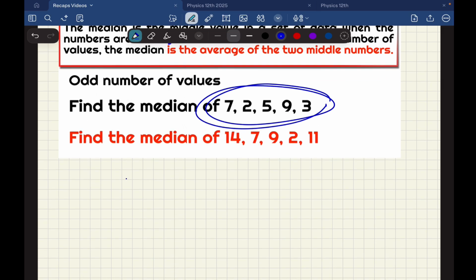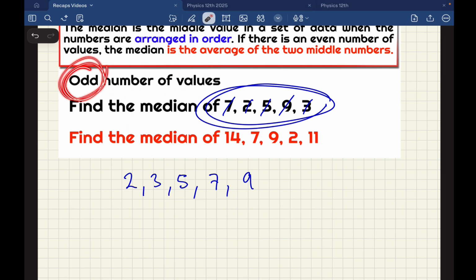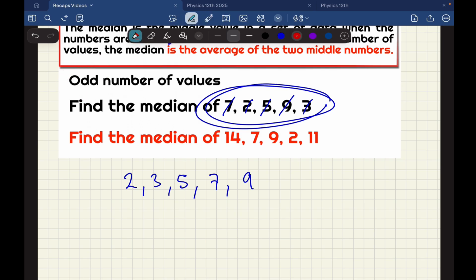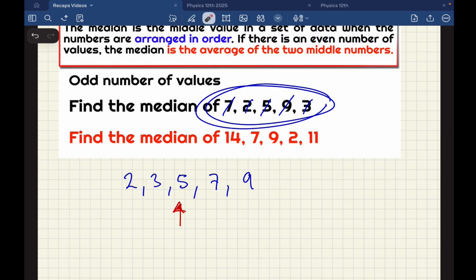We need to change the order to 2, 3, then 5, 7, and finally 9. Okay, once we have the new order, we need to check what is the number just at the middle. And this is super easy when we have an odd number of values, because we can verify that this number 5 is going to be the median, because we have 2 numbers on the left and 2 numbers on the right. So the number 5 is going to be the median.